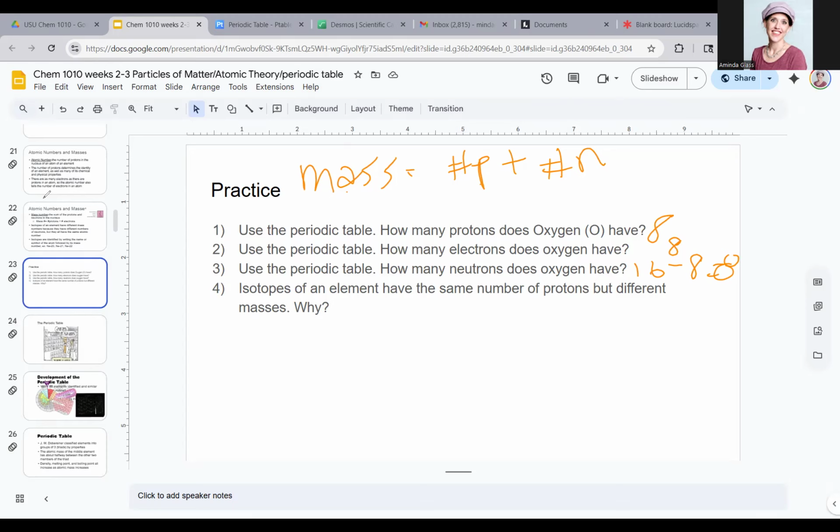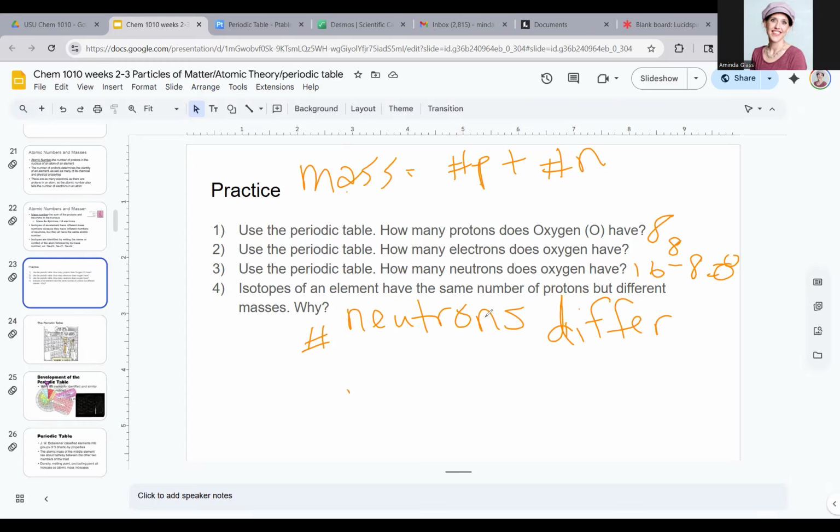All right, let's look at number 4. Number 4 says isotopes of an element have the same number of protons but different masses. Why is this? What determines the extra mass? Is it the number of protons, the number of neutrons, or the number of electrons? It's the number of neutrons. So the number of neutrons differs between them.